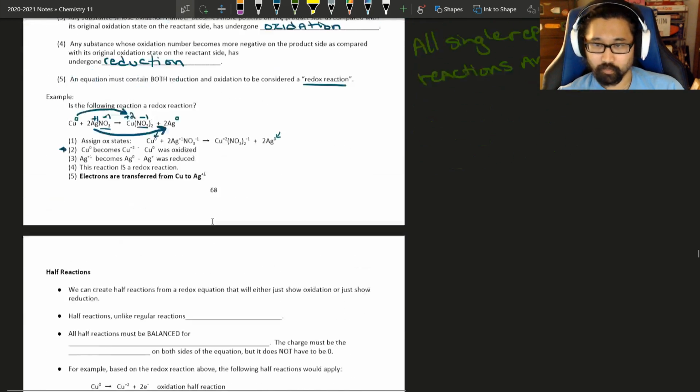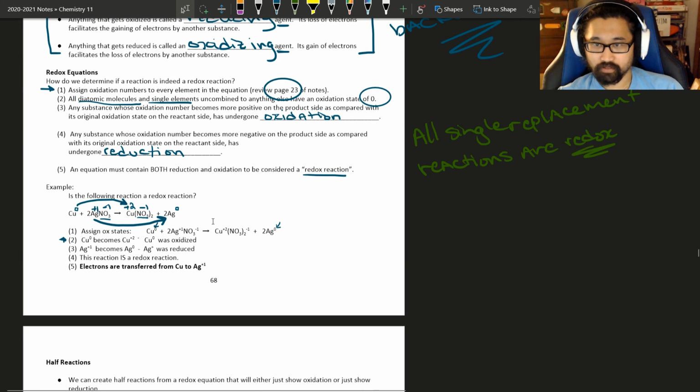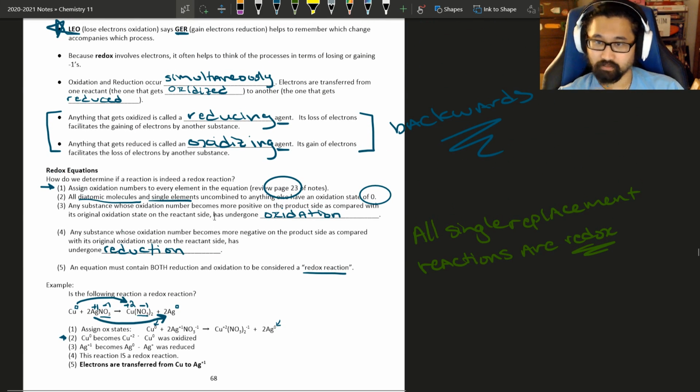I will tell you that after this redox section, things get much nicer. Things roll along much more easily. Until then, stick with me. I swear that I will get you through this.